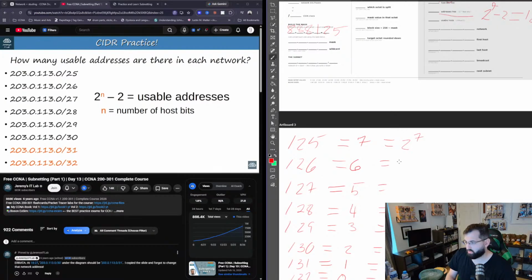Which is going to equal 2 to the 7th, 2 to the 6th, 2 to the 5th, 2 to the 4th, 2 to the 3rd, 2 to the 2nd, 2 to the power of 1, and then 2 to the power of 0. Okay, this is 128.